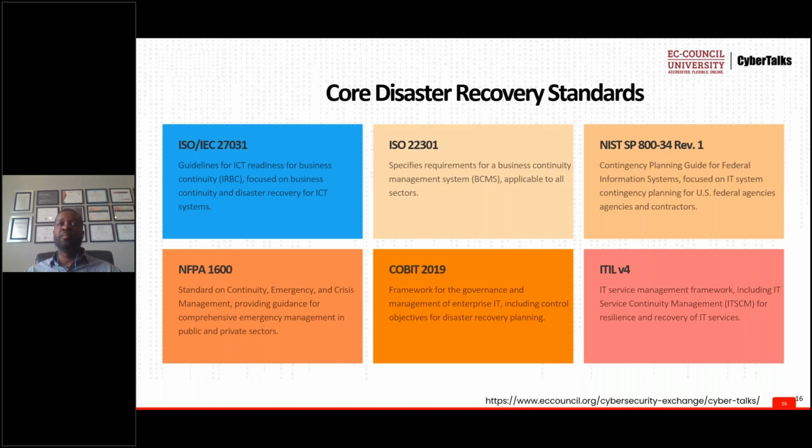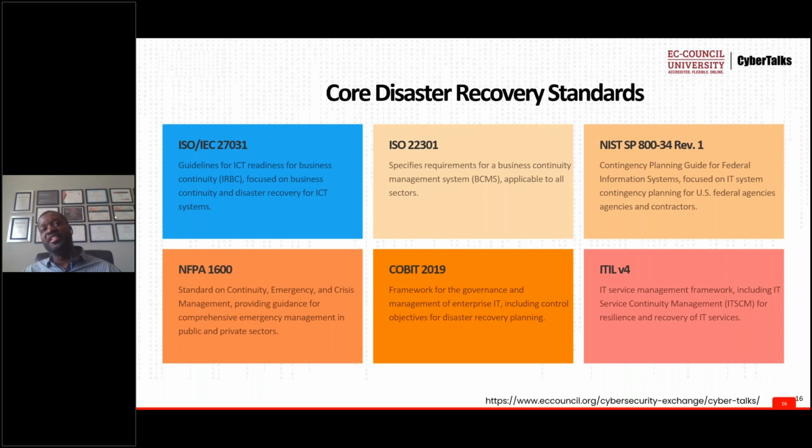Then we move on to a broader standard, which is the ISO 22301. This broadens the scope with requirements for business continuity management systems across any industry. It is foundational for building enterprise-wide resilience.